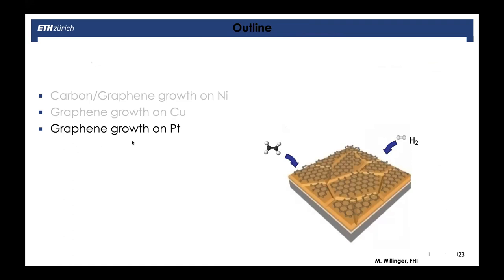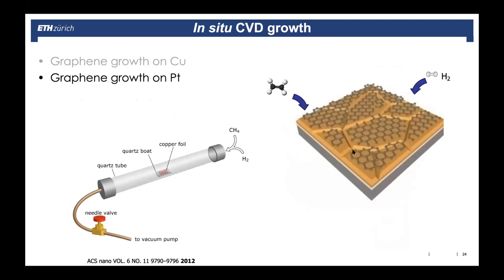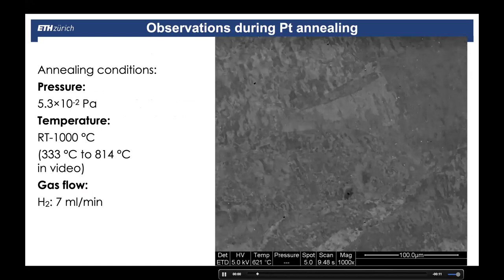So it's the same thing. We have this furnace, but this time just platinum. And we start in the same way. So the first thing, let me just slow down a bit. The first thing is we have to anneal and clean the surface.